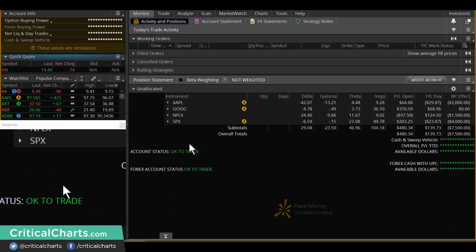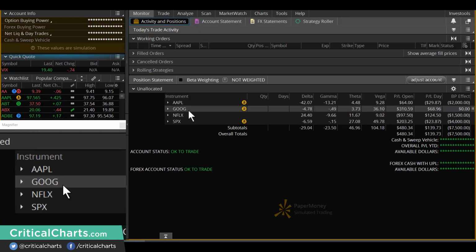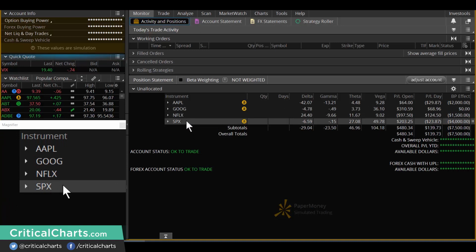So here you can see I have a base sample account, and you can see Apple, Google, Netflix, SPX. These are just some baseline positions in a simulated fake paper money account. And when you're trading options, the VIX is normally the tool or utility that drives these option prices, but it can be used to also trade stocks. So if you don't trade options, stay with me here, and I'm going to share with you some insight as well about how you can use it for stocks.